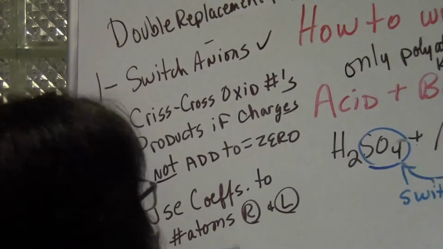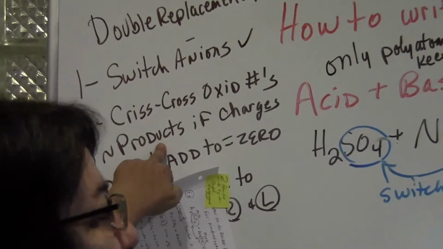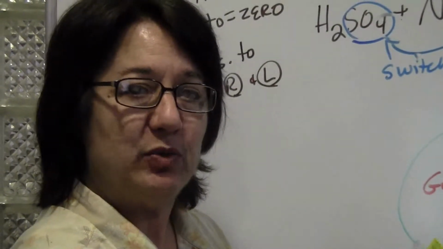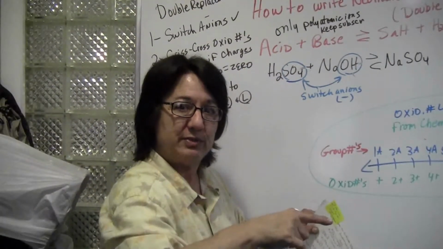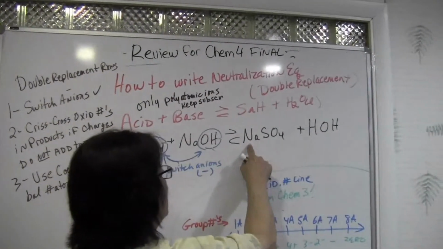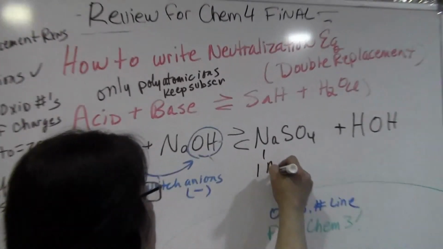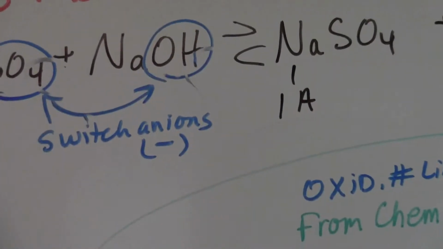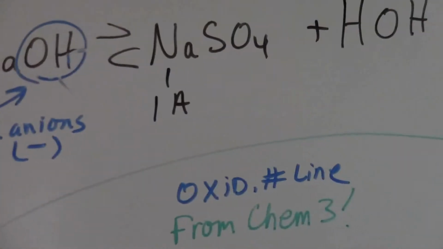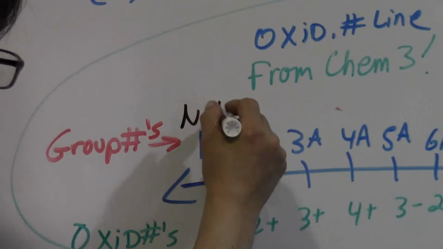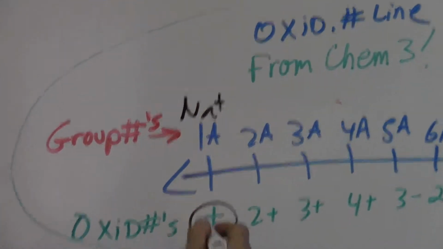Next step, we need to look at the products and determine the oxidation numbers. If they don't add up to equal 0, we have to crisscross them down so they become subscripts. Now, what is the oxidation number of sodium? Sodium is a group 1A compound. Here's our oxidation number line from Chem 3. So sodium has an oxidation number of +1.